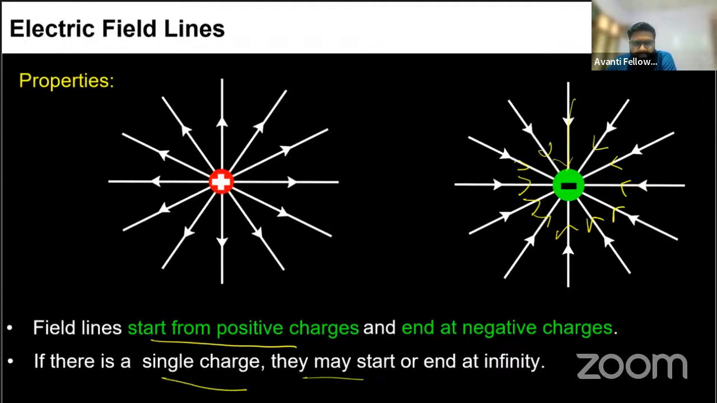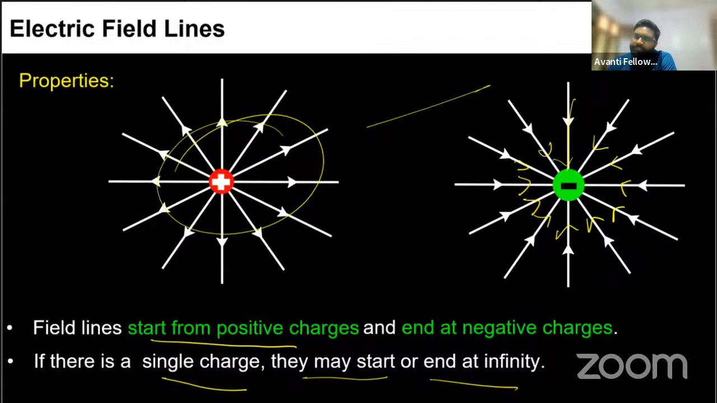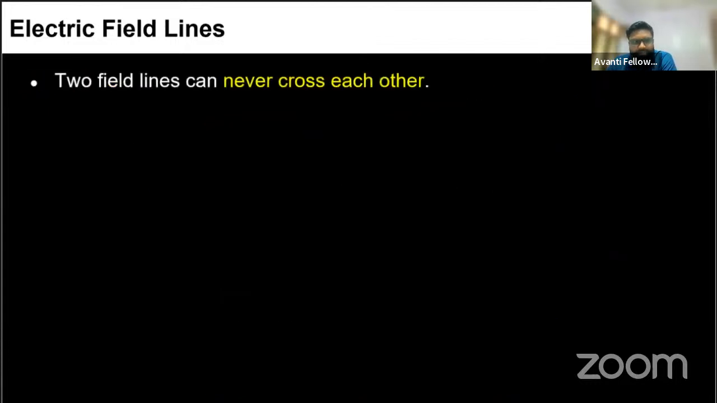And if there is a single charge, the lines may start or end at infinity. If this is a single charge, they can go anywhere, up to infinity. Two field lines never cross each other.